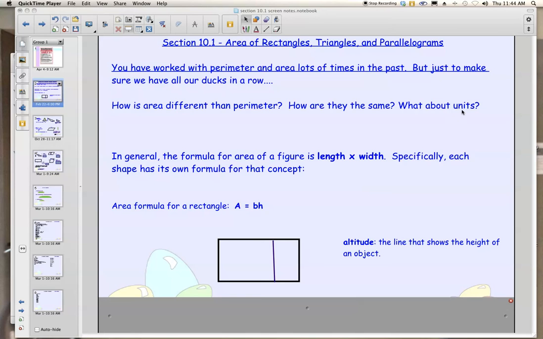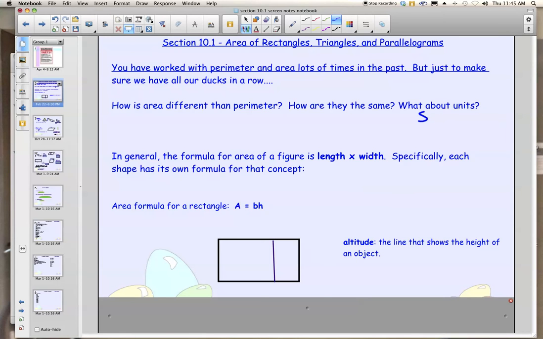How about the units that we use? For perimeter, perimeter is just length, so we would measure those in single units. While area has to do with the length and the width of an object, so area is in square units. In general, the formula for area is length times width. That's how we get the squared units at the end.